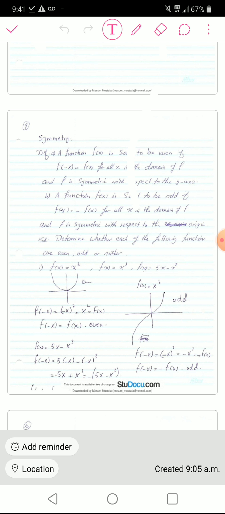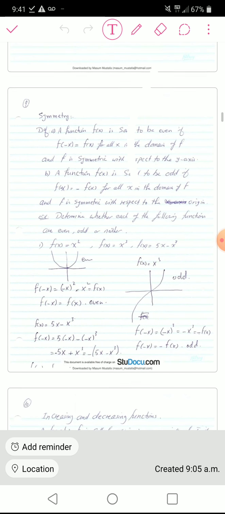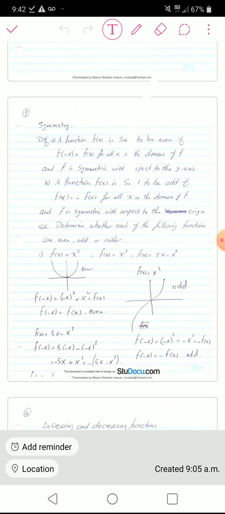So what is an even function? When f of negative x is equal to f of x, it's an even function and the function will be symmetric about the y-axis. What is an odd function? When f of negative x is equal to negative f of x, then it's an odd function and the function will be symmetric about the origin. So two different: for even, symmetric about the y-axis, and for odd, symmetric about the origin.